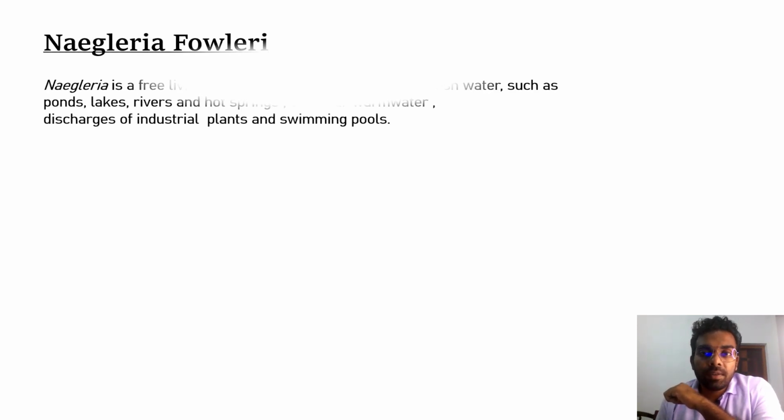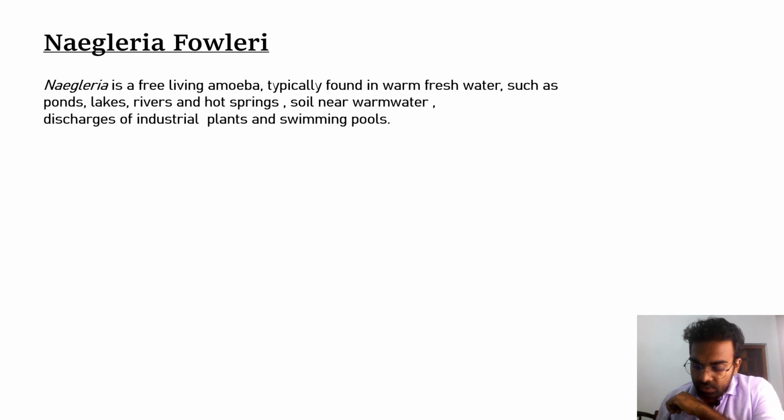Naegleria fowleri is actually a free-living amoeba which lives in fresh, warm water bodies. These organisms are inhabitants of water bodies such as ponds, lakes, rivers, hot springs, soil near warm water, and discharges of industrial plants and swimming pools.